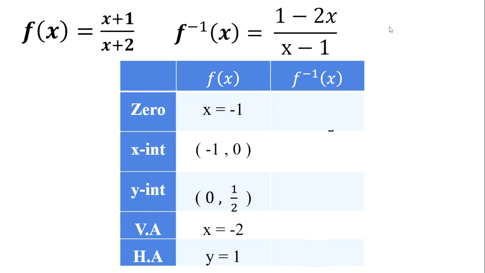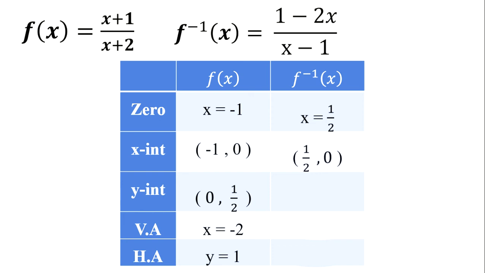While in the inverse function, identifying the 0, we let y be equal to 0 again. So 1 minus 2x is equal to 0. So that is x equals 1 half. Okay, 1 minus 2x is equal to 0 and x is equal to 1 half. And then for the x-intercept, of course, that's 1 half, 0.